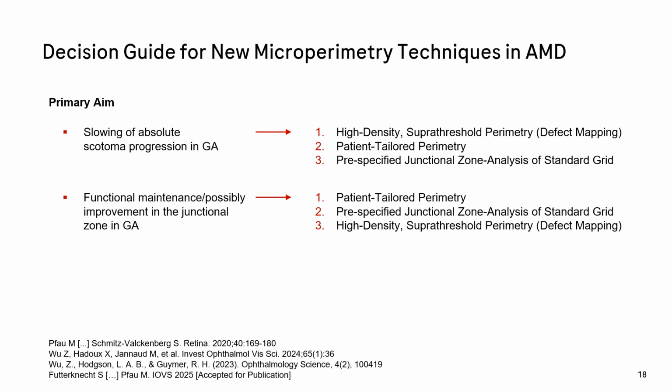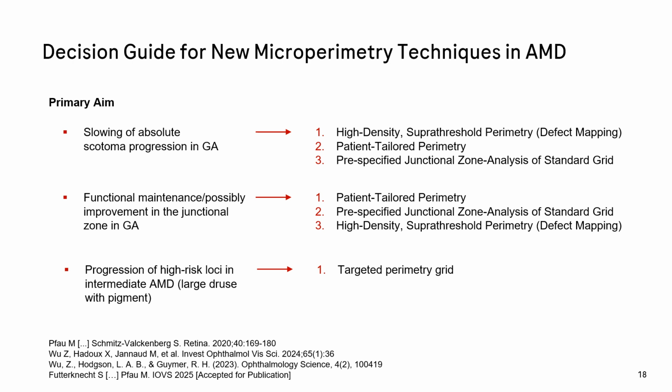Vice versa, if you have a drug or therapy where you believe it can somewhat stabilize function in the junctional zone, or maybe even improve function in the junctional zone with dysfunctional photoreceptors, then this approach of using these patient-tailored microperimetry grids makes a lot more sense, because then you can really focus on this junctional zone and use the time to go through all the steps of the staircase strategy to also find minor relative changes in sensitivity.